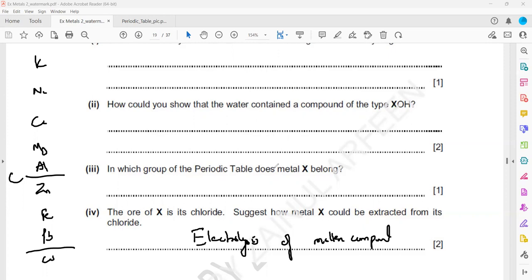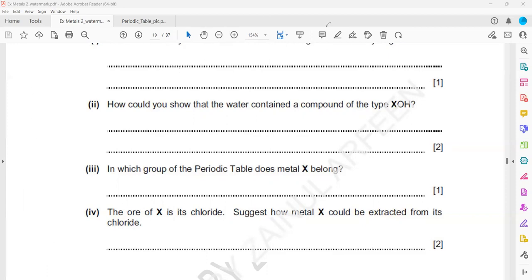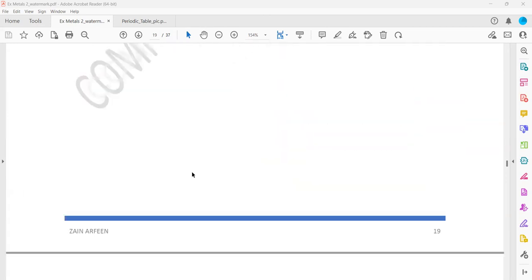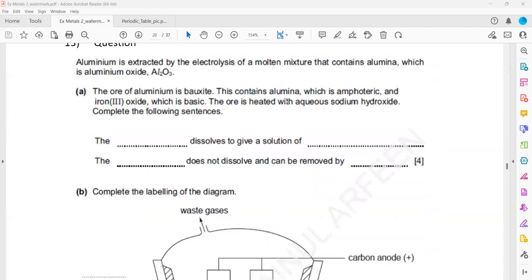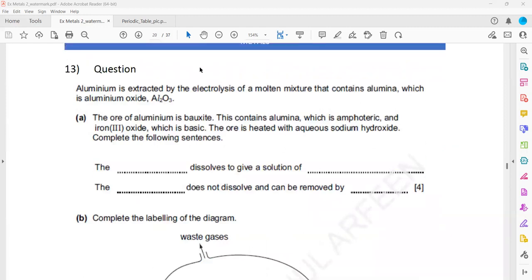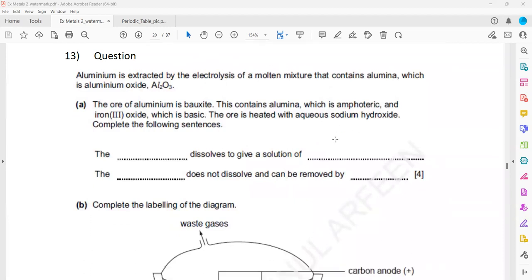It won't work. Why? If I have potassium chloride and I heat with coke, carbon is less reactive than potassium. Carbon cannot displace potassium from its compound. That's why there will be no reaction. So for highly reactive metals, we should always do electrolysis of their molten compound. That's why for extraction of aluminium, we don't heat with coke. We do electrolysis.